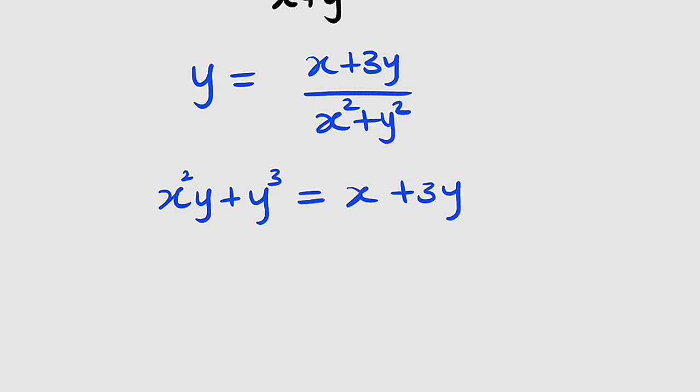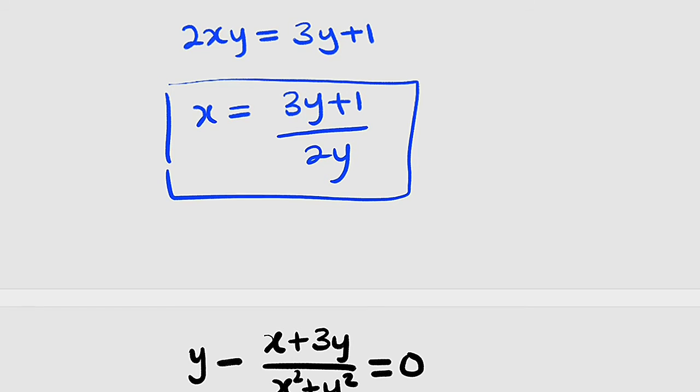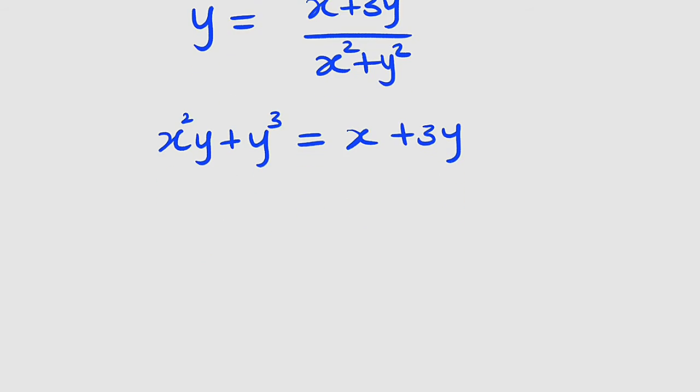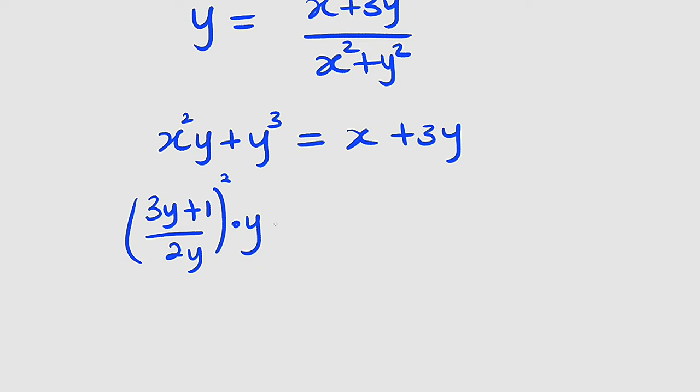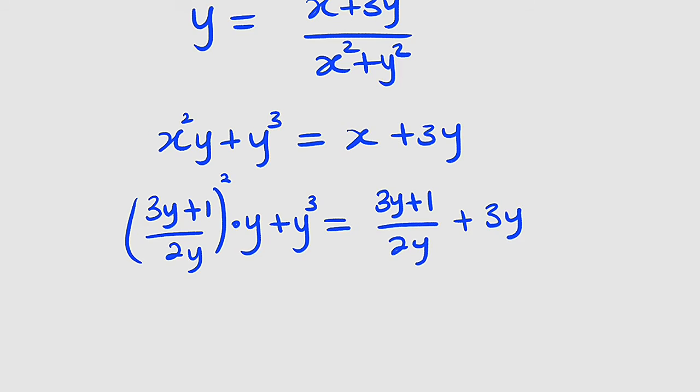So what is the value of x? Remember, x is (3y plus 1) divided by 2y. So we have (3y plus 1) divided by 2y, all squared, right? Then multiply by y, plus y cubed. This is equal to (3y plus 1) divided by 2y, then plus 3y.